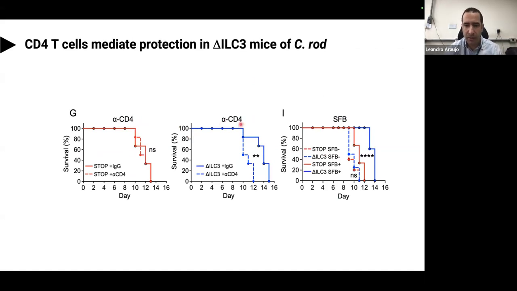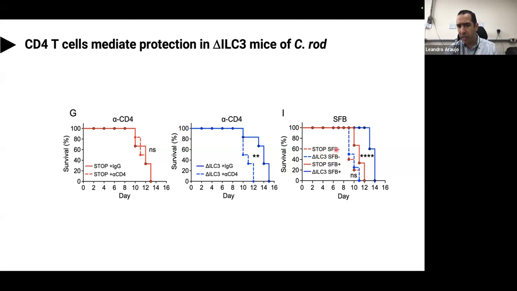We deplete these cells in the delta ILC3 mice. As you can appreciate here, we lost these differences when we deplete the CD4 T cells. And one interesting thing we observed too, we work with a commensal called SFB, segmented filamentous bacteria.